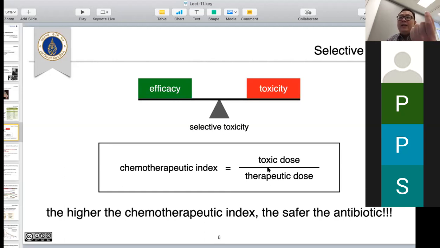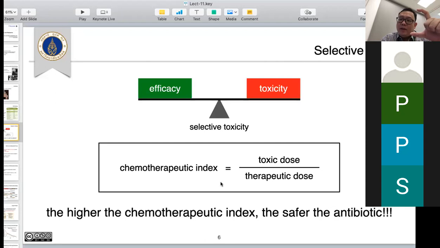Toxic dose high means you need to eat a lot of drug before it gets toxic, not just a small amount, okay? But for the therapeutic dose, you don't need to add more, just a few of them, and then the disease is killed. That's good. So the toxic dose and therapeutic dose are supposed to be different. So we have a big gap, okay? For antibacterials, lots of them are quite good.